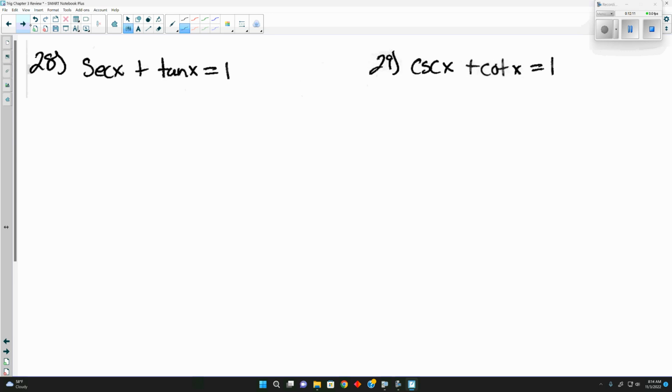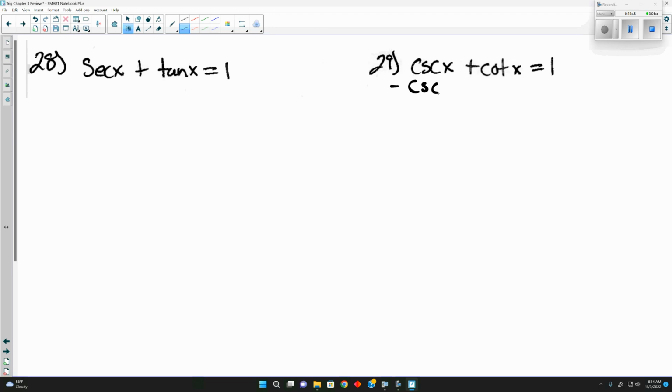29. Cosecant of x plus cotangent of x equals 1. Now with any of these here, where we don't have it in terms of all cosecant or cotangent here, we need to get it to be there. Now, for us, this is a little bit not as nice, because for us to change any of these here, it's nicer if we have it squared. It's our Pythagorean identities.